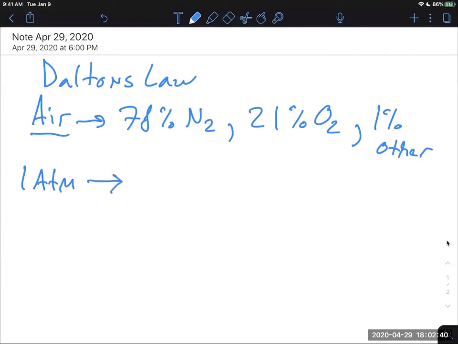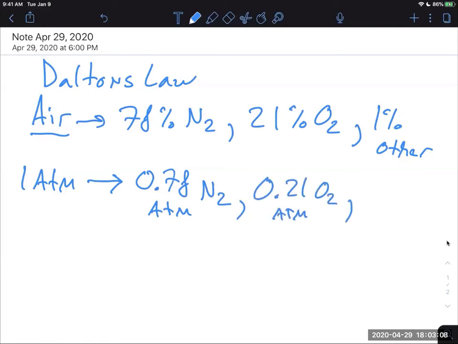So if it's 78% nitrogen, as far as the particles are concerned, which is also the volume, the nitrogen contributes 78% of the pressure. So you have 0.78 atmospheres due to the nitrogen gas, 0.21 atmospheres due to the oxygen gas, and 0.01 atmospheres for all the other gases combined.